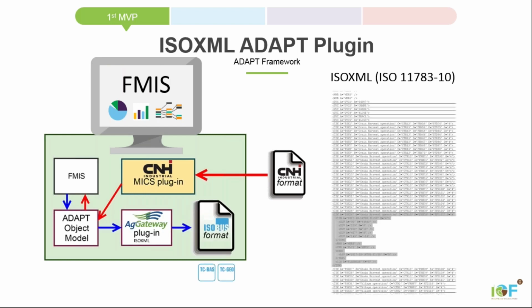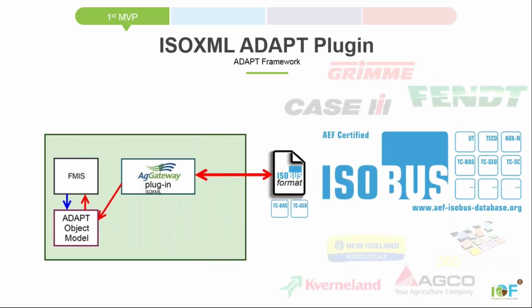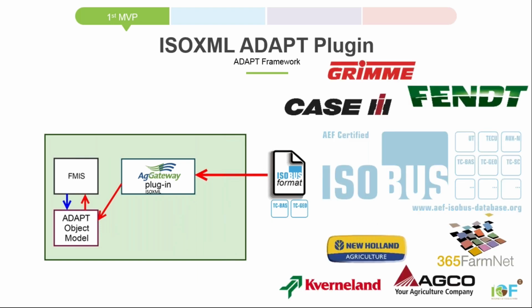Besides creating a first proprietary ADAPT plugin, we also use the ISO.xml plugin that is also available on the ADAPT GitHub page. This plugin does the conversion of the ISO 11783 data format, or ISOBUS format, to and from the ADAPT data model. Here you see a flow where a proprietary data format is converted to the ISO.xml format. You can also use the ISO.xml plugin to consume ISO.xml format from machines and to create prescriptions for the machines. Here you see the brands in IOF2020 that can create or consume ISO.xml format.